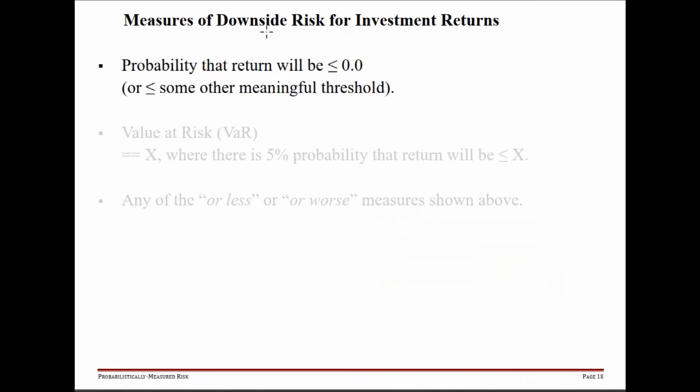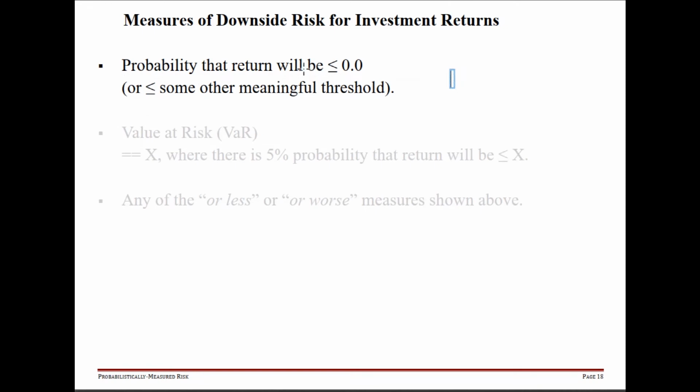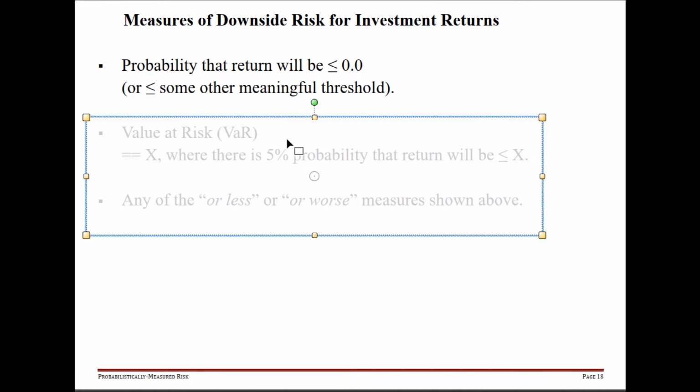So what are our measures of downside risk? Really anything you can think of that makes sense. Something like the probability that our return will be less than zero. I've worked with companies where we want to check the probability that we're going to lose $20,000 or more on this project, because if we lose $20,000 or more, the startup company is going bankrupt, something like that.